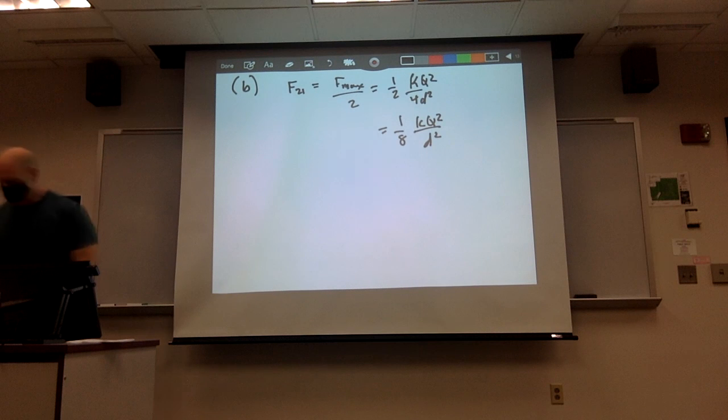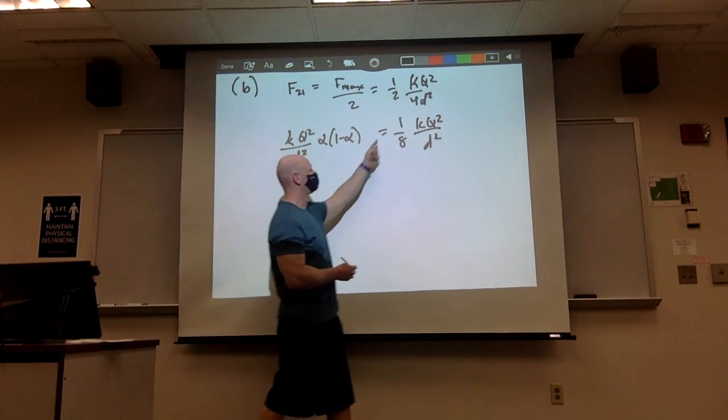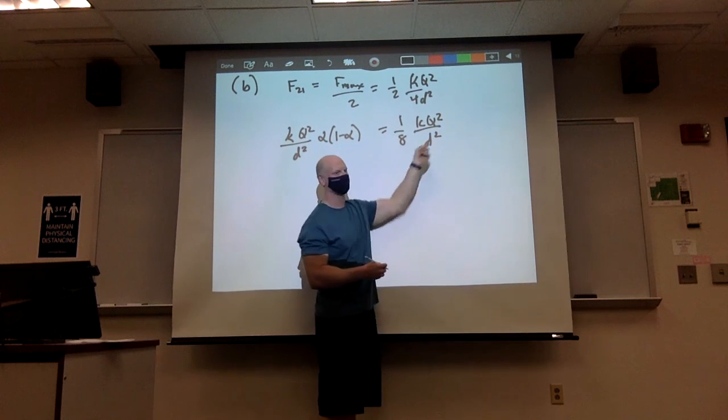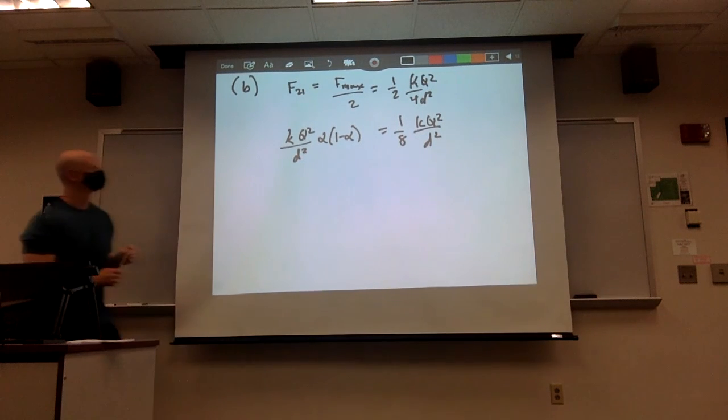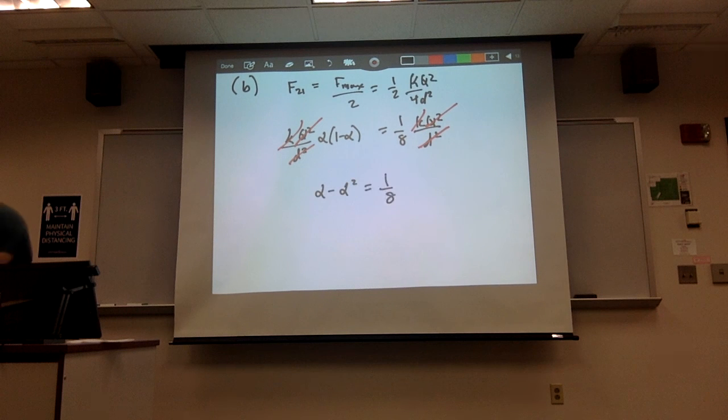But at the same time, we know F21 from our previous part is going to be equal to K times Q squared divided by the distance D squared times alpha times 1 minus alpha. So F21 still has to be this value, but I want that equal to 1/2 of the maximum force, where the maximum force is this guy. Now again, the K's are the same, so I can cancel out the K's. The Q's are the same, so I can cancel out the Q squareds. The D's are the same, so I can cancel out the D squareds, which means I'm finally left with alpha minus alpha squared then is equal to 1/8.